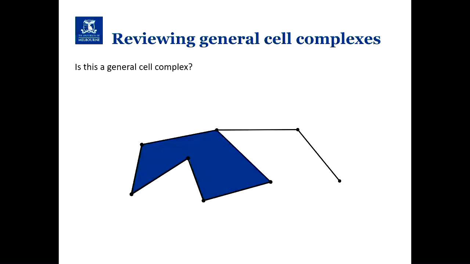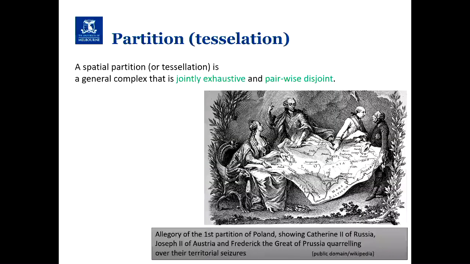If I would not make triangles and keep it as it is, then it's a complex. Okay. A practical example with tessellation, or in other words, partitioning. When we're creating general complexes, there is an allegory of dividing countries in Europe between Poland, showing Catherine II and Maria Theresa.